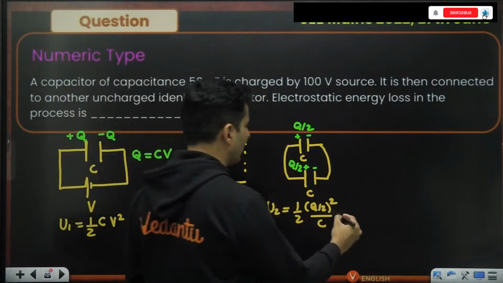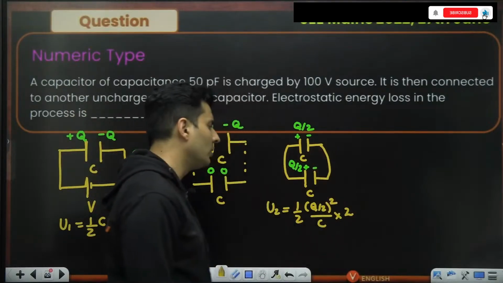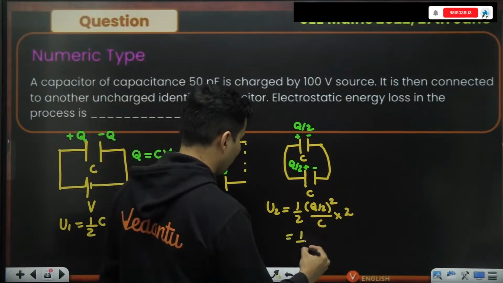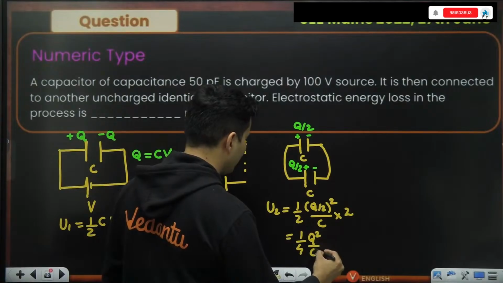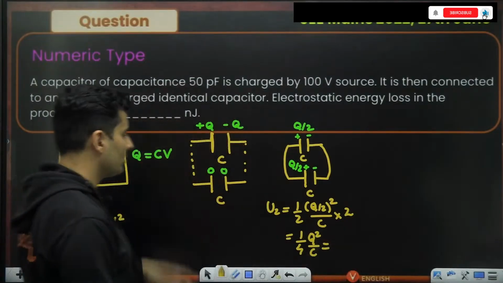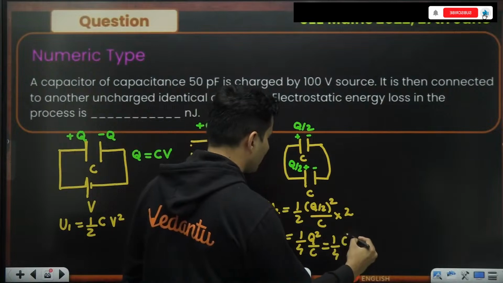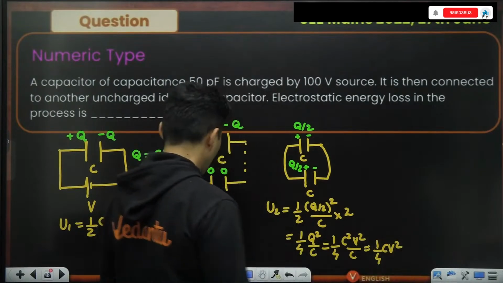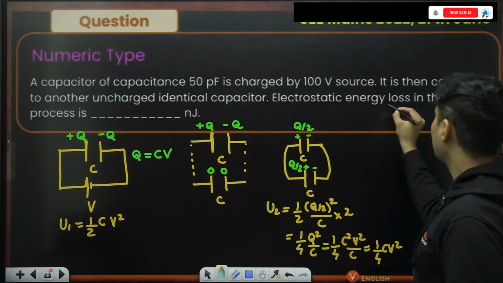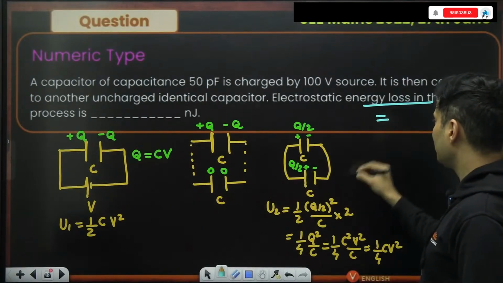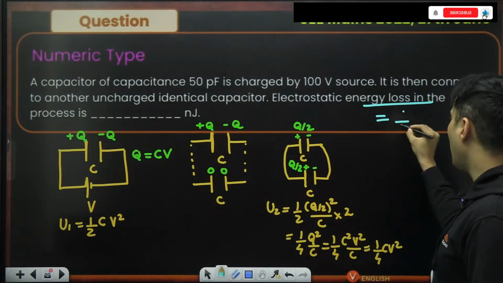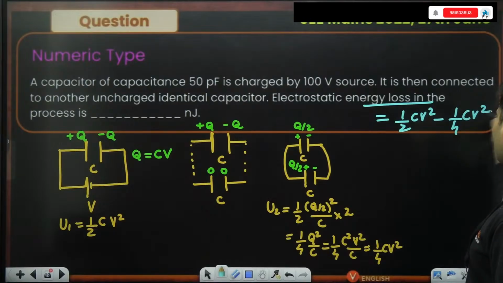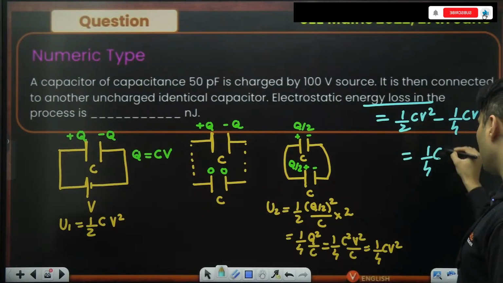Now, there are two such capacitors, so I will have to multiply by 2 also, this one and this one. The 2s cancel, so this will become 1 by 4 Q square by C. But what is Q? Q is CV. So substituting, it will be 1 by 4 C square V square by C, which is 1 by 4 CV square. Perfecto. Now comes the last part. What is the loss of energy? The loss will be half CV square minus 1/4 CV square. Half minus 1/4 is 1/4, so 1 by 4 CV square.